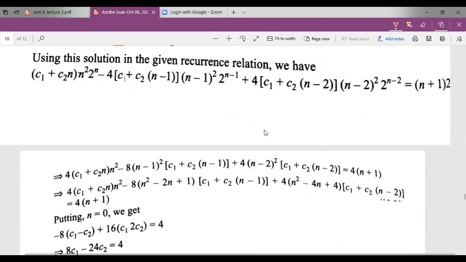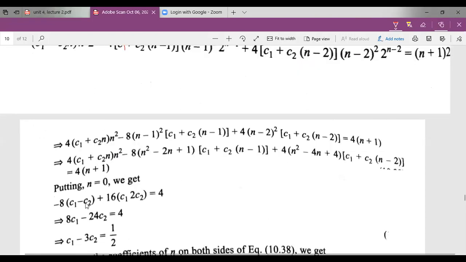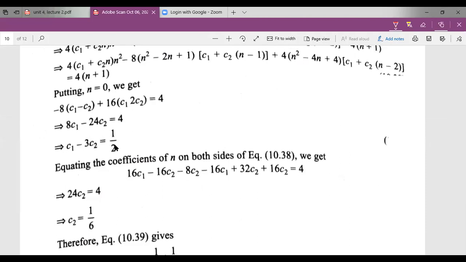So we simplify this equation. We get 4 into (C1 plus C2 n) into n square minus 8 into (n minus 1) whole square into (C1 plus C2 into (n minus 1)) plus 4 into (n minus 2) whole square, taking common terms (C1 plus C2 into (n minus 2)), that is equal to 4 into (n plus 1). Okay. So from this we put n is equal to 0, we get minus 8 into (C1 minus C2) plus 16 into (C1 plus 2C2) is equal to 4. So from this we get the equation C1 minus 3C2 is equal to 1 by 2.